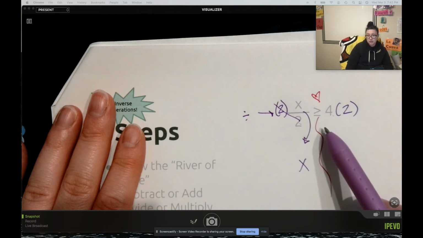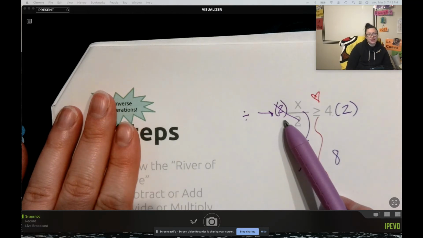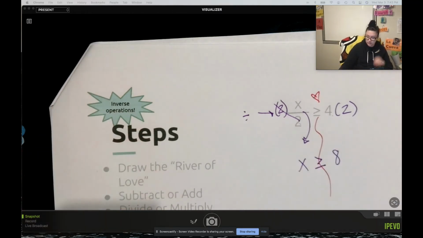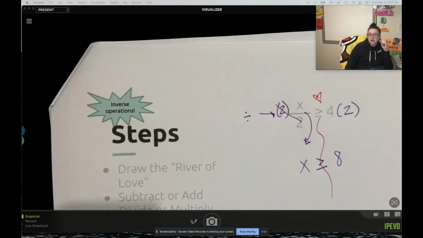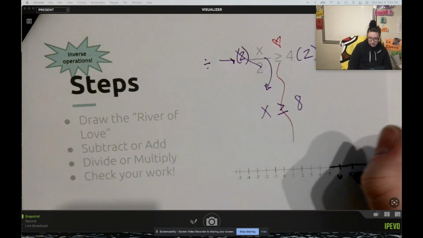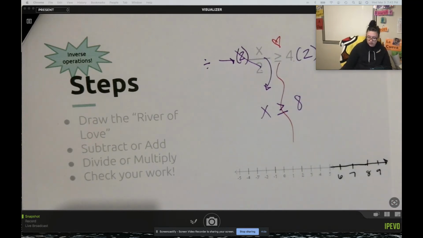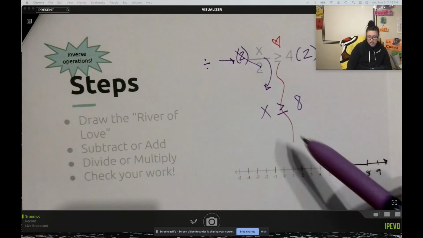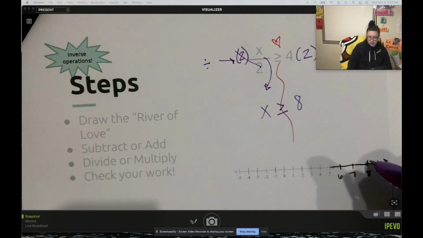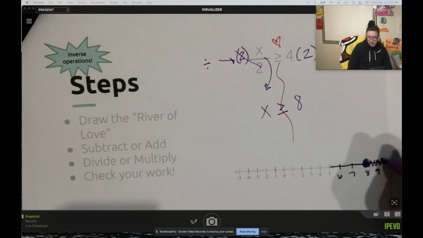Does my sign flip? I multiplied. I didn't multiply by a negative, so it's not going to flip. Open or closed circle when we're graphing here? Again, Miss La Rosa did not make it big enough. Sorry about that. Closed circle, because it has the equal to sign. So I'd want a closed circle because my answer includes 8. 8 works. Then x needs to be greater than 8, so I shade to the right.